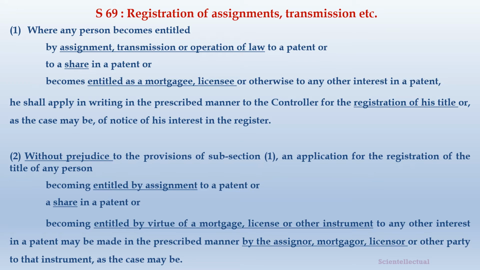So subsection 1 of section 69 says that when a person is entitled by any assignment, transmission, or share, or mortgage, or license, etc., the person who is the mortgagee or licensee, that is, who is getting the mortgage or license, can apply to enter his name in the register in the prescribed manner. And subsection 2 says, who is giving the mortgage or license, he can also apply in the prescribed manner to the controller for requesting the entry of the person to whom he is giving the mortgage or license.